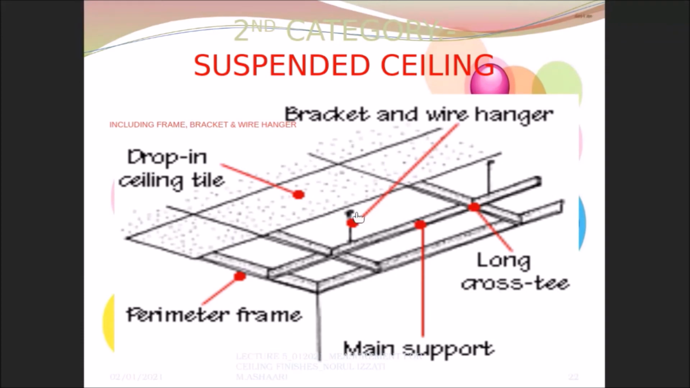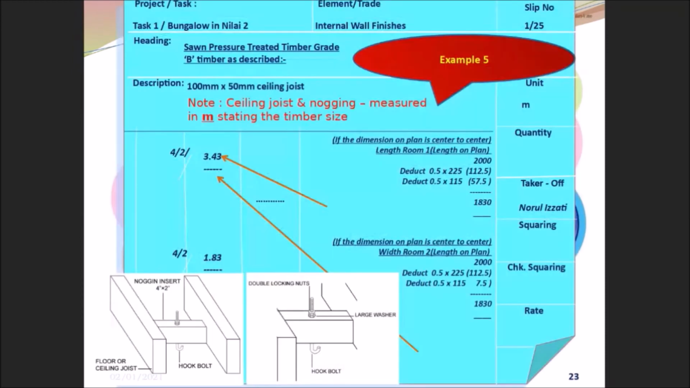The bracket and wire hanger is required to be installed directly to the suspended floor slab. Okay, this is actually the soffit of your suspended floor slab. So this one must be written in the description unless the details are given. Okay, so I give you this example.